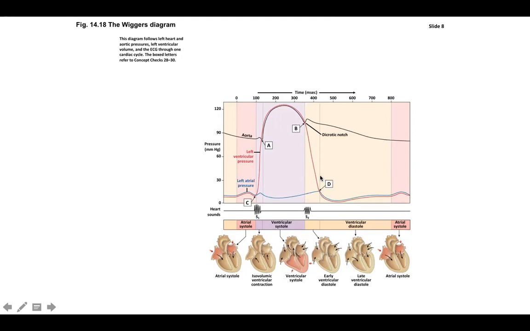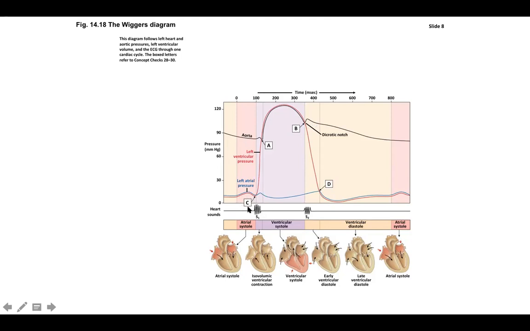So all of these particular curves together really do make sense, but it will require you to go through them a few times to really understand the ins and outs of them. If you look at point A, this is where the aortic valve opens. Point B is where the aortic valve closes, and there's a little notch that you get at B, and this is called the dicrotic notch, and that is due to the closure of the aortic valve.